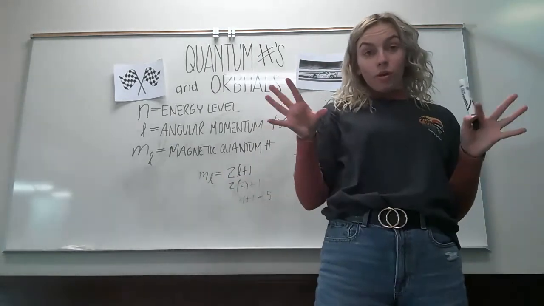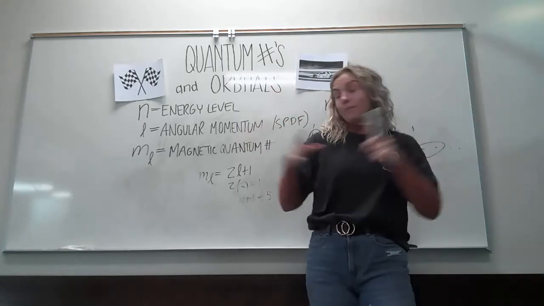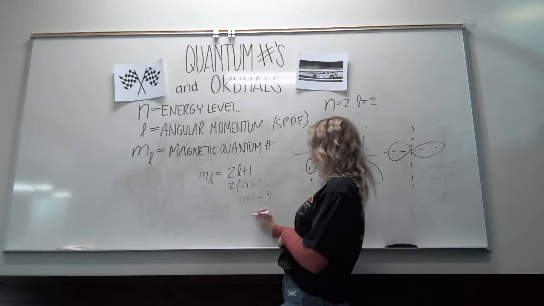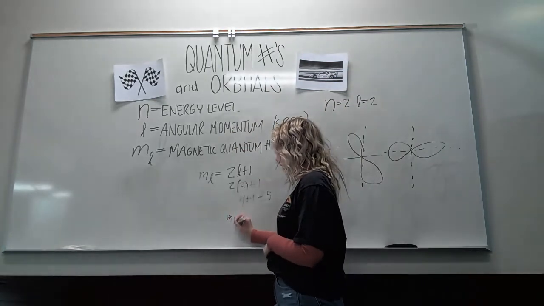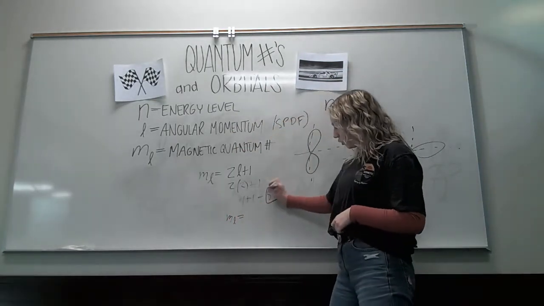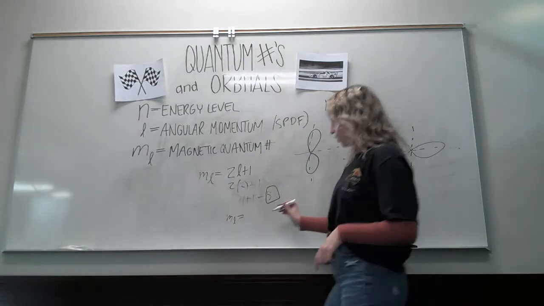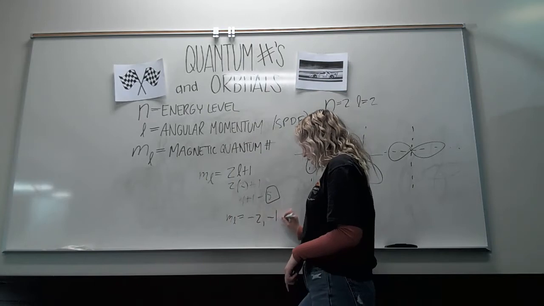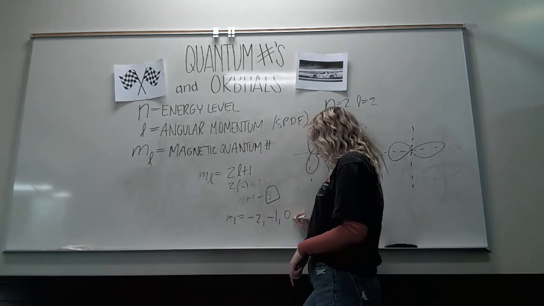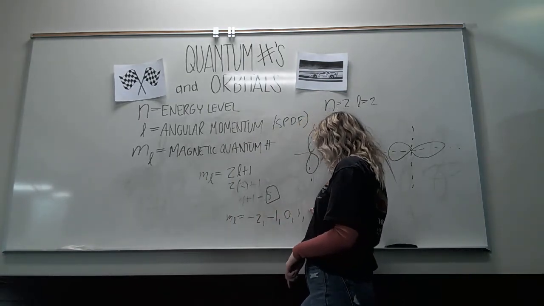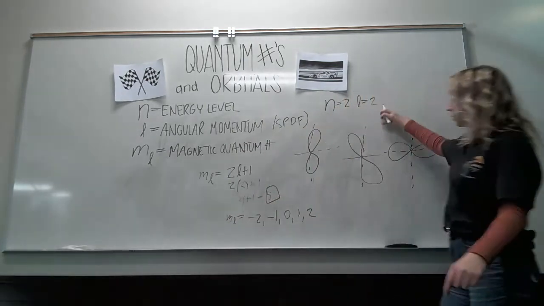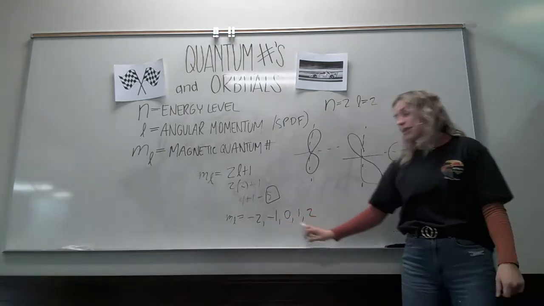Now these magnetic quantum numbers can be both negative and positive. So if L is 2, we're going to start out with ML. There's 5. This equation tells us how many possible magnetic quantum numbers there are. It could be negative 2, negative 1, 0, 1, or 2. So it's the range of L, and all the different numbers in between.